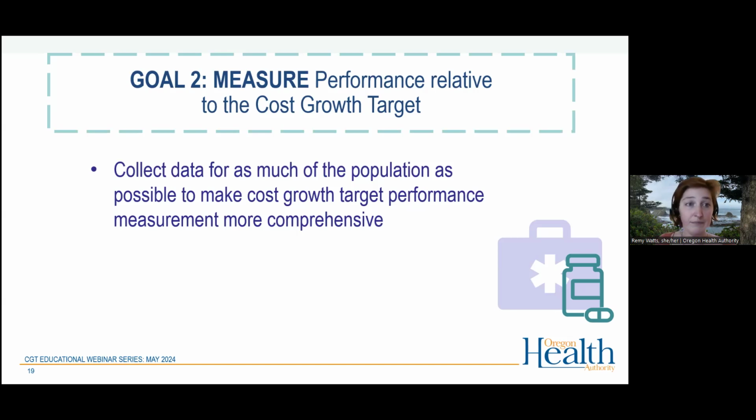Oh, and Sarah is putting in a great note in the chat. An example of progress for goal 2: in this year's report released on Tuesday, we included data for spending at the Oregon State Hospital for the first time. So that's a very cool example of progress for goal 2, collecting data for as much of the population as possible. And especially the Oregon State Hospital, that's going to be serving a lot of low income folks, people who are on Medicaid, Medicare. So that's a really great example, Sarah. Thanks for throwing that in.